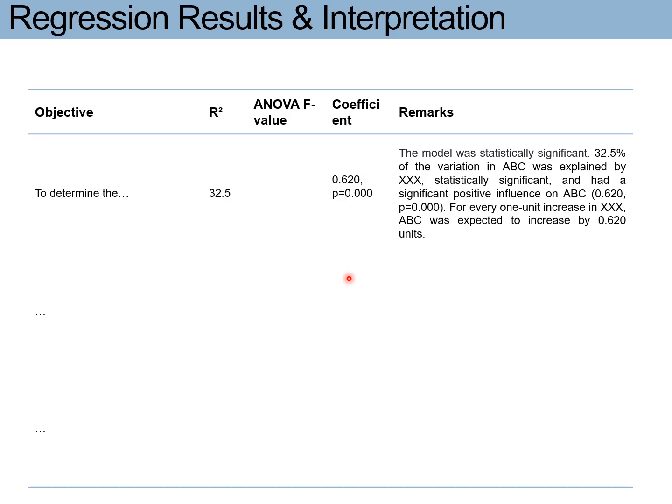Okay, regression results and interpretation. Look at the slide. It shows the objective, the R squared, the F value, coefficient, and remarks. You have to, first of all, state your objectives. If you have 4 objectives, they must be stated, with the R squared of each, and also the coefficient and the R value, and then be able to explain and interpret.